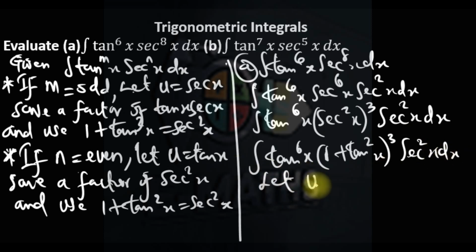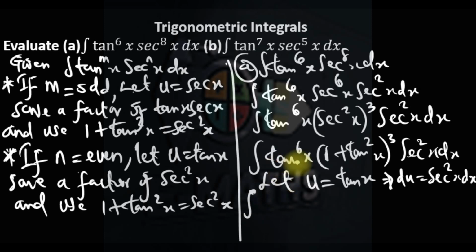If we now let u be tan x, if you differentiate u, you have sec squared x dx. Okay, so we have the integral of u raised to power 6 times (1 plus u squared) raised to power 3 du. So this is in terms of u. So let's move to another page. We expand this: the integral of u raised to power 6 times (1 plus 3u squared plus 3u to the power 4 plus u raised to power 6).